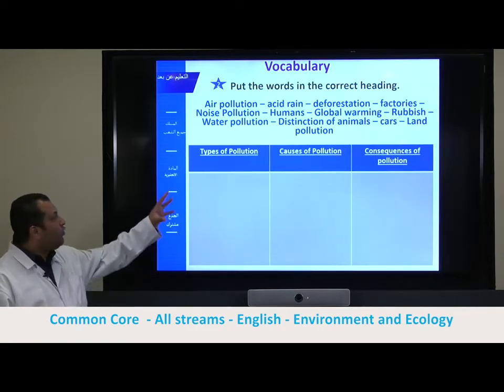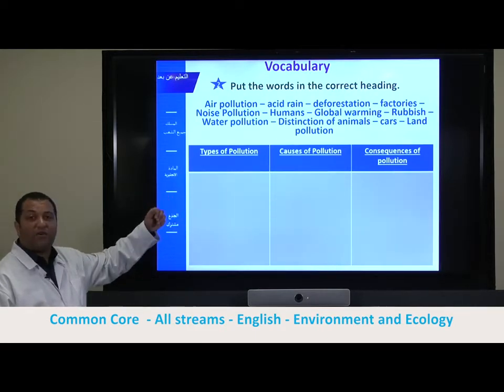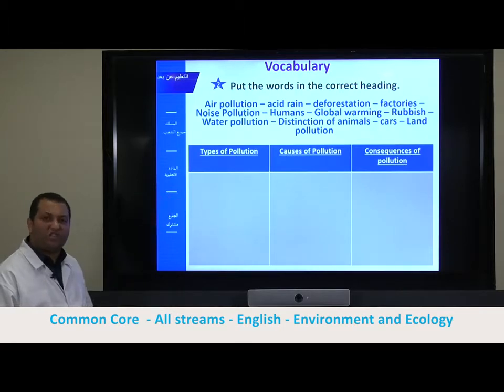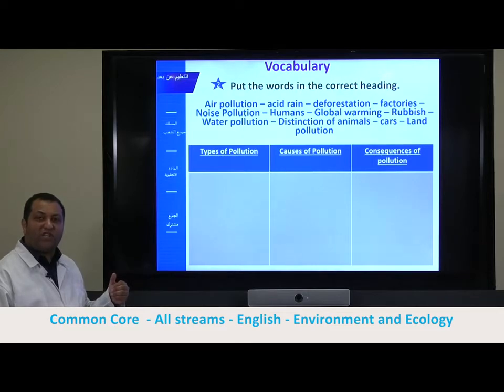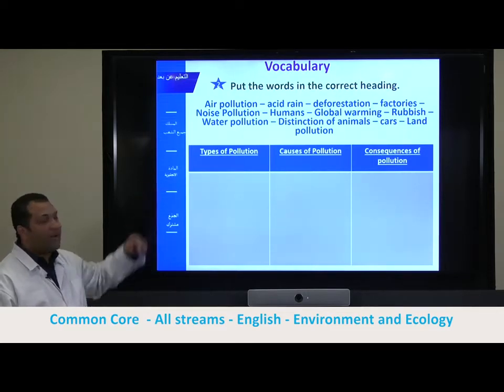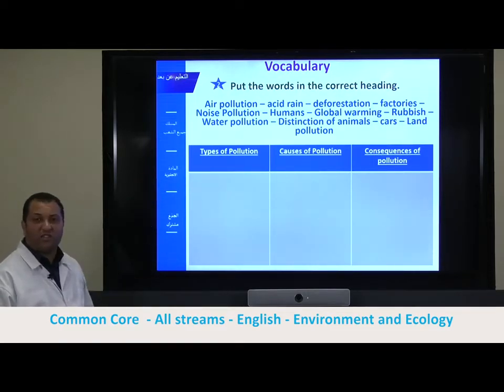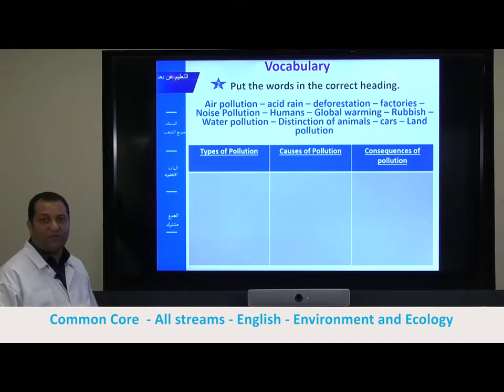Of course, we have seen this vocabulary in the presentation of the unit. So please go back to the presentation of the unit and you will find almost all definitions of the given words. So take a few minutes before the correction.